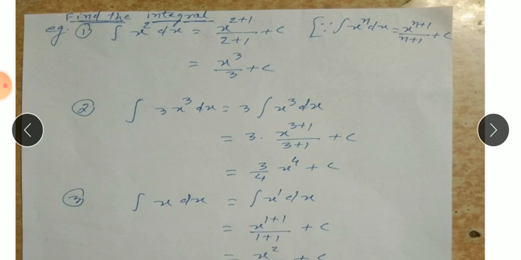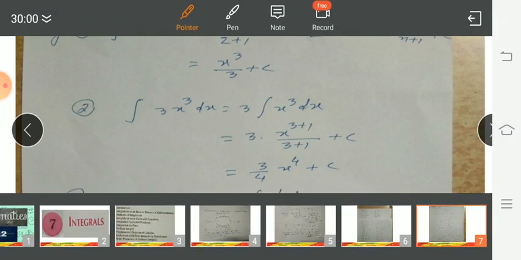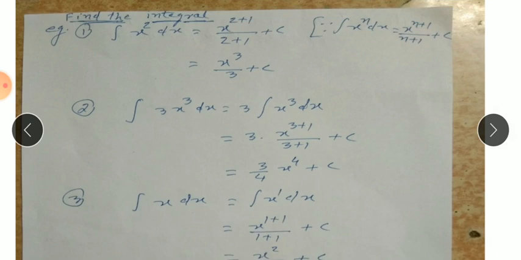Here n is replaced by 3. x raised to 3 plus 1 upon 3 plus 1, that is x raised to n plus 1 upon n plus 1, plus c. c is the arbitrary constant, also known as the constant of integration. Now here this is 3 upon 4, x raised to 4 plus c. See another example, that is integration x dx.